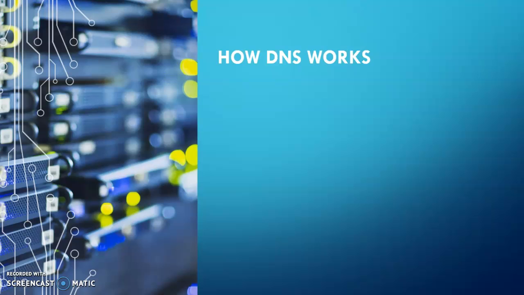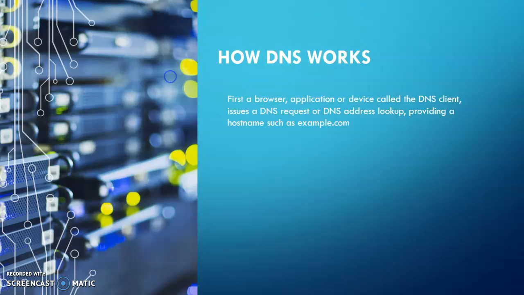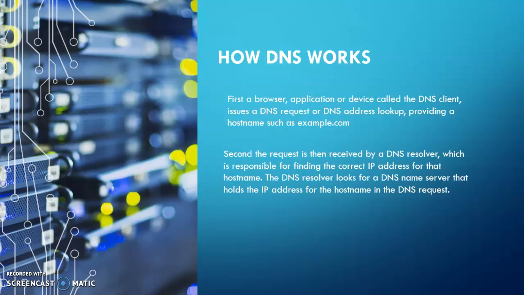So how does the DNS protocol work? Well, first, a browser application or device called the DNS client issues a DNS request, or DNS address lookup, providing a host name such as example.com. For this sake, we'll say we're trying to look for YouTube. So you get in your browser and say you want to go to YouTube, so you type in youtube.com. Then the DNS client issues a request. The request is then received by a DNS resolver, which is responsible for finding the correct IP address for that host name, which is YouTube that we searched.